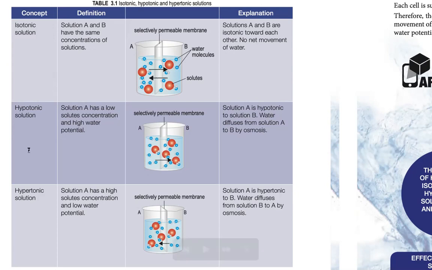Tapi isotonic ni dia sama dengan sebagai contoh isotonic drink. Yang awak minum tu apa contoh dia? 100 plus, for example. Maksudnya concentration of water and glucose in isotonic drink with our body are equal. So bila awak minum, it won't affect anything.